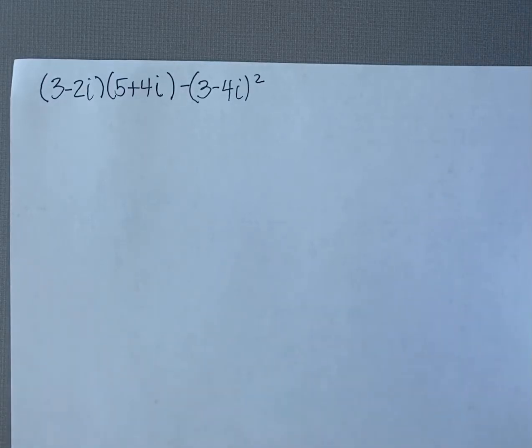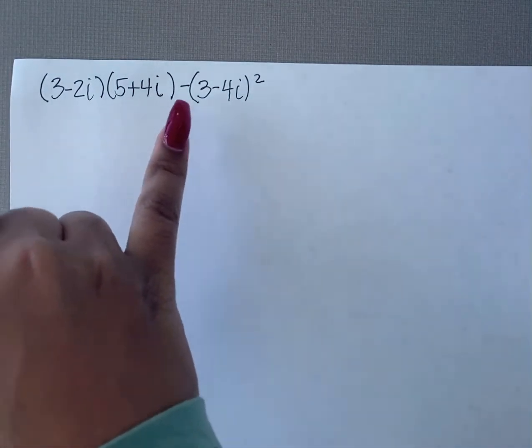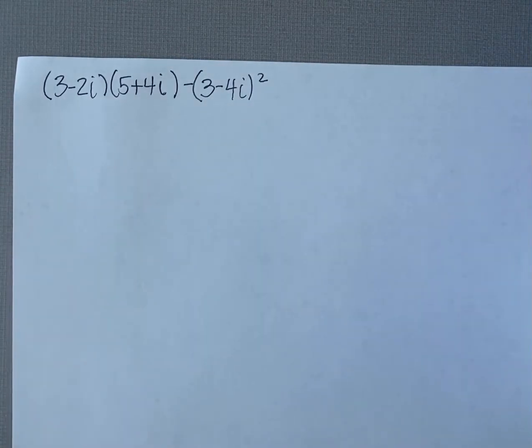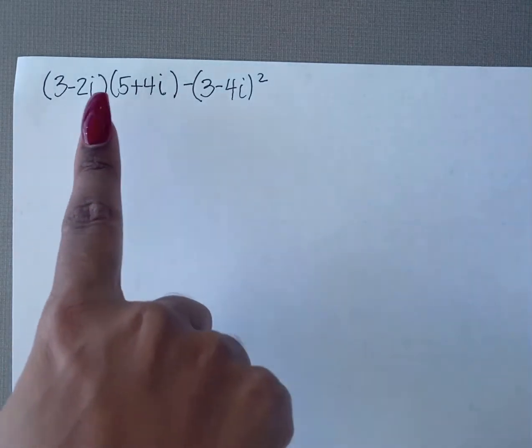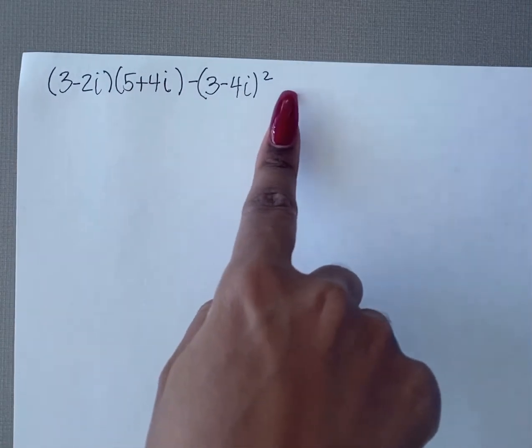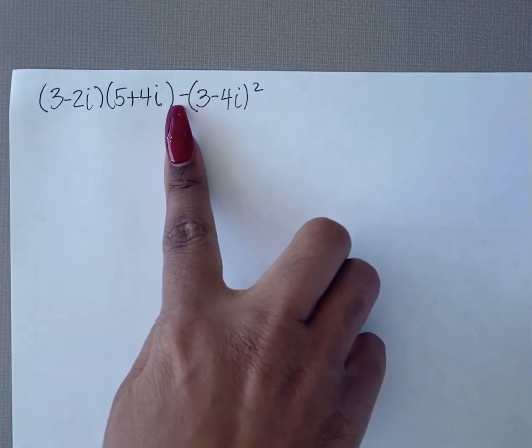Hey everyone, so this video is going to walk us through simplifying expressions that involve complex numbers. So you see we have those i's. Remember, those i's represent the square root of -1. And so we're going to simplify by getting rid of our parentheses. So we have some parentheses here, we have parentheses and an exponent. We're going to have to do some distributing.